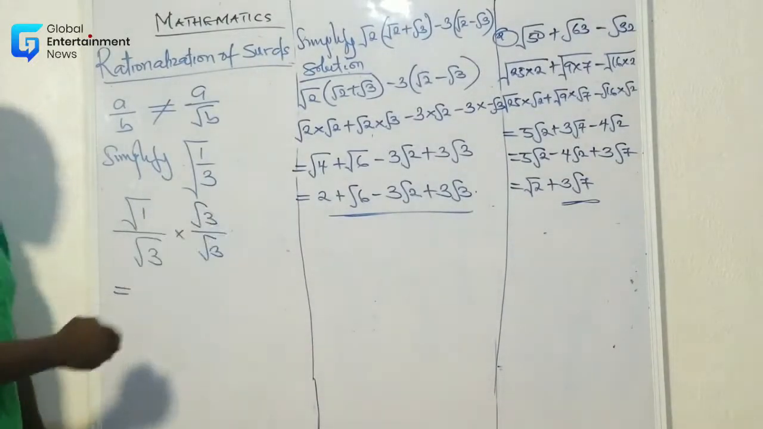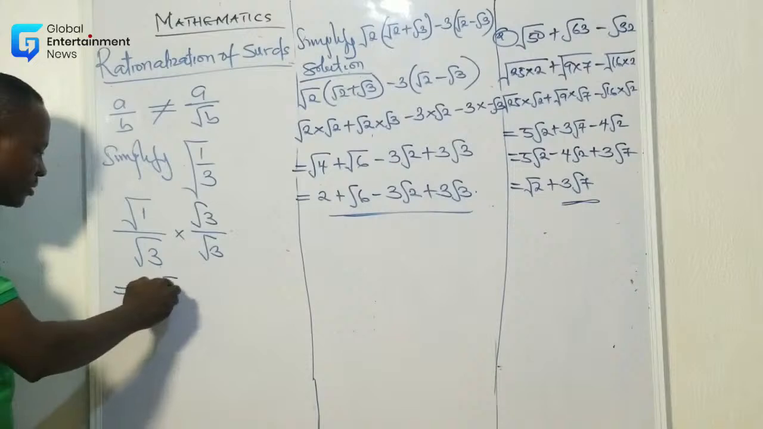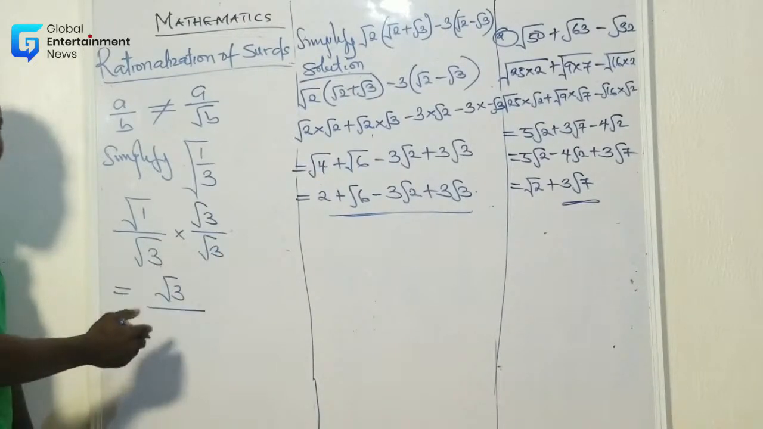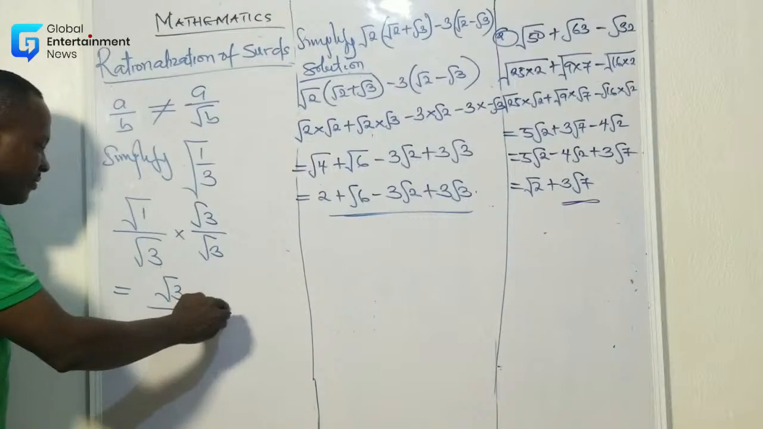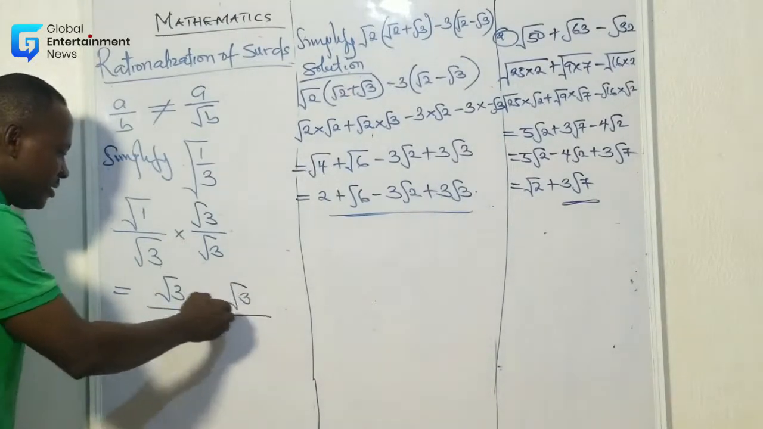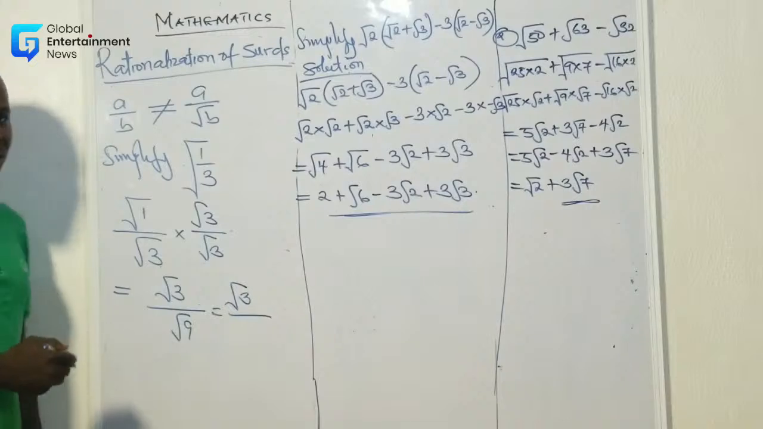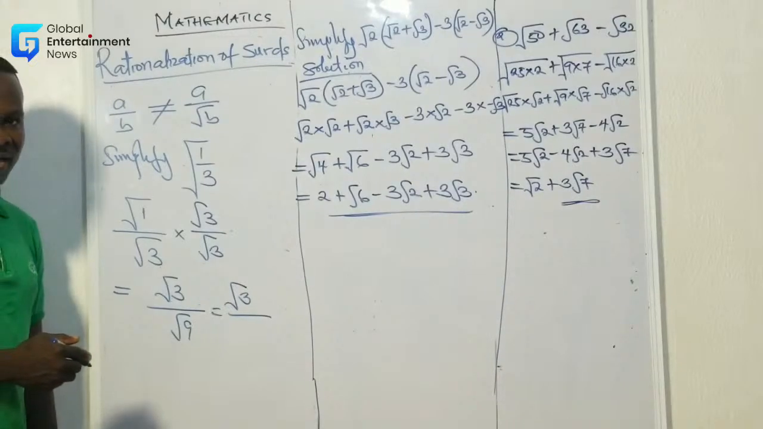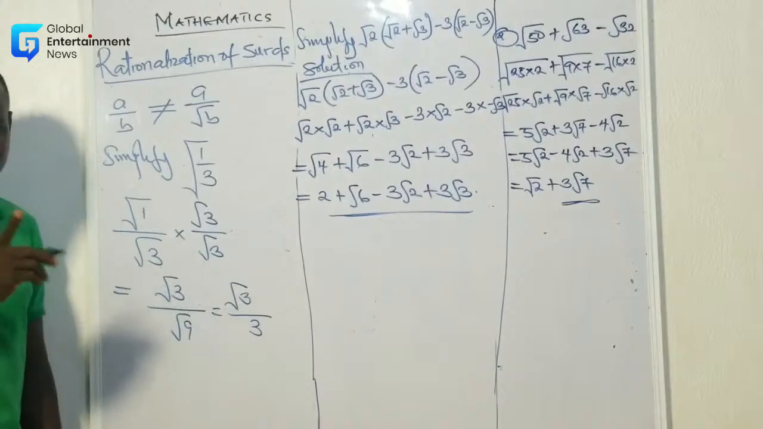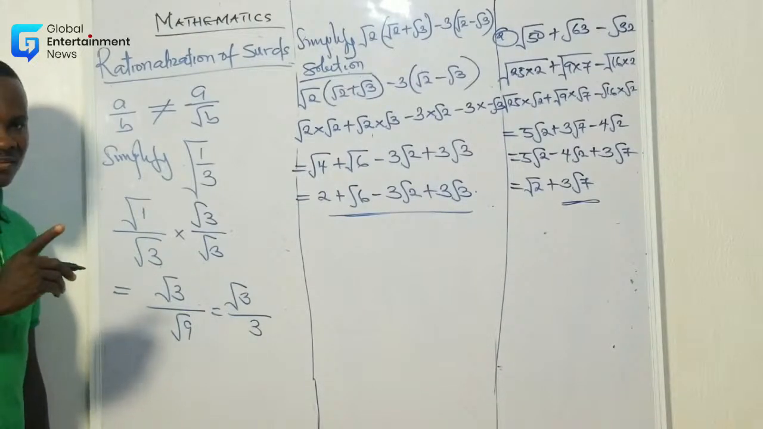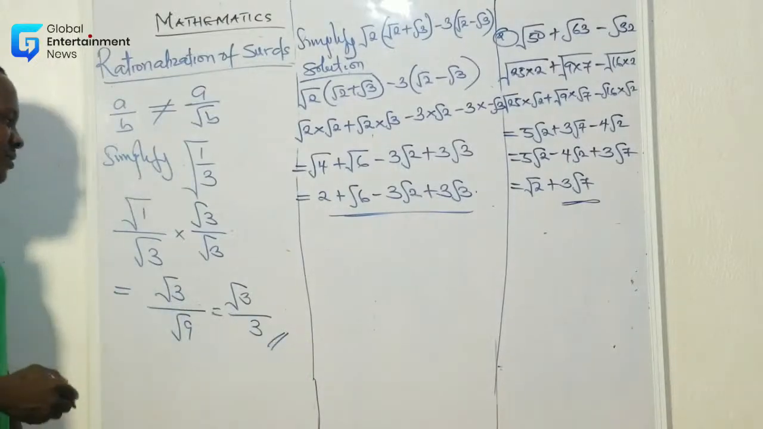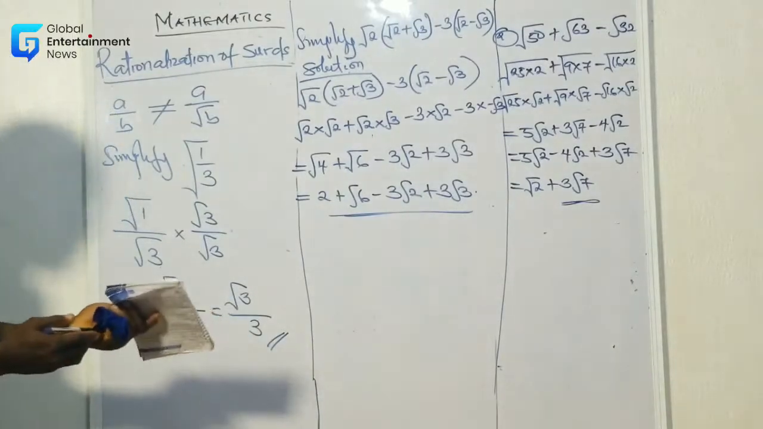So what do I get now? Root 1 times root 3 is root 3, all over root 3 times root 3, which is root 9. What is the square root of 9? It is 3. Take note of that. Do you understand? So this is my final answer: root 3 all over 3.